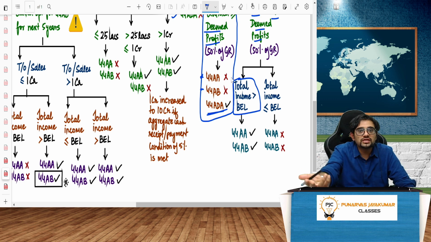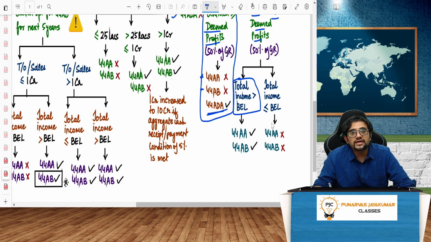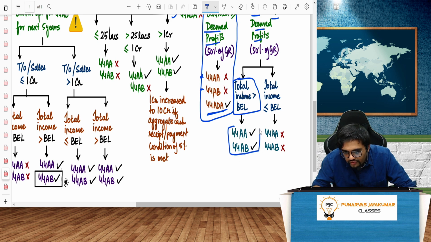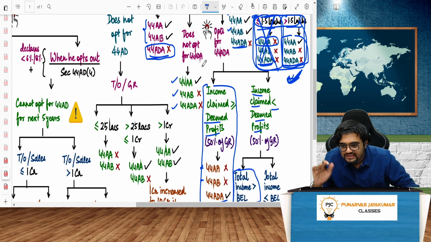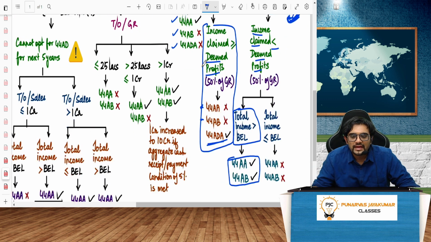For example, for an individual resident normal less than 60 years, it will be 2.5 lakh. If it is more than 2.5 lakh, just as an example of the basic exemption limit, basically the maximum amount which is not chargeable to tax, then 44A also will come, 44AB also will come. This is the amendment, important. If the income claimed is less than the deemed profits, and if the total income is more than the basic exemption limit, then accounts also have to be maintained and tax audit also has to be done.